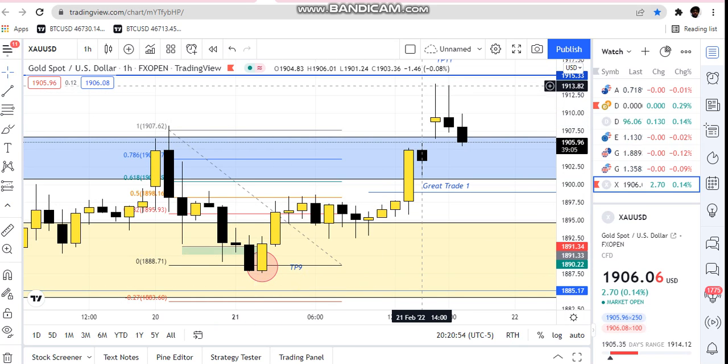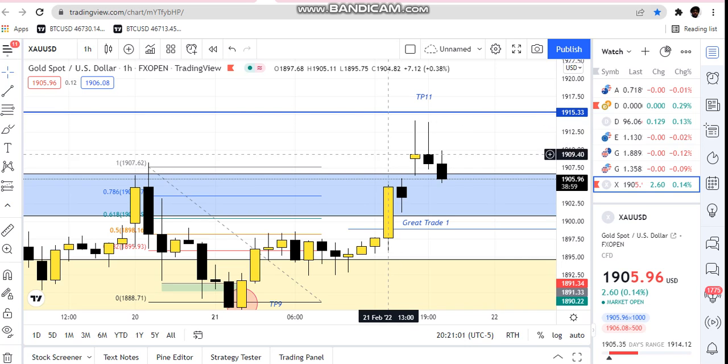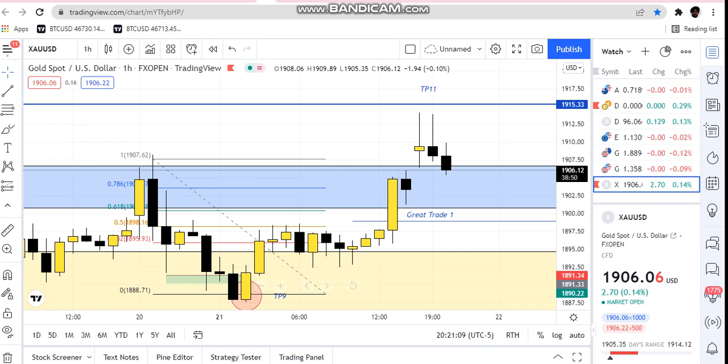Price went all the way back up to damn near take profit 11, went to 1914. Take profit 11's at 1915. Price got all the way up to 1914. We did not see a break above take profit 11, but it got close enough to take profit 11. Hopefully you got out of this trade once price went to 0. Boom, we got out of this trade.